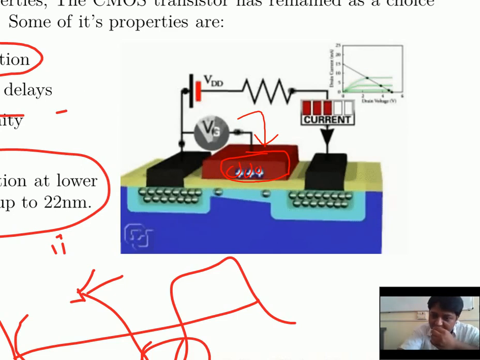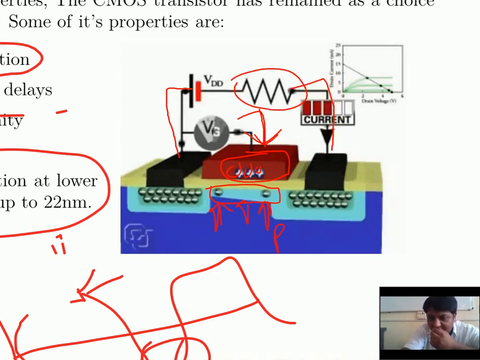So what you are doing? You are putting a positive electric field. Because of this positive electric field, the minority charge carriers, electrons, which are present in the p-type substrate, are attracted and they appear at the surface. Fine. And then when you put a voltage through a resistor, it will make it conduct. So this is how the operation of NMOS takes place.